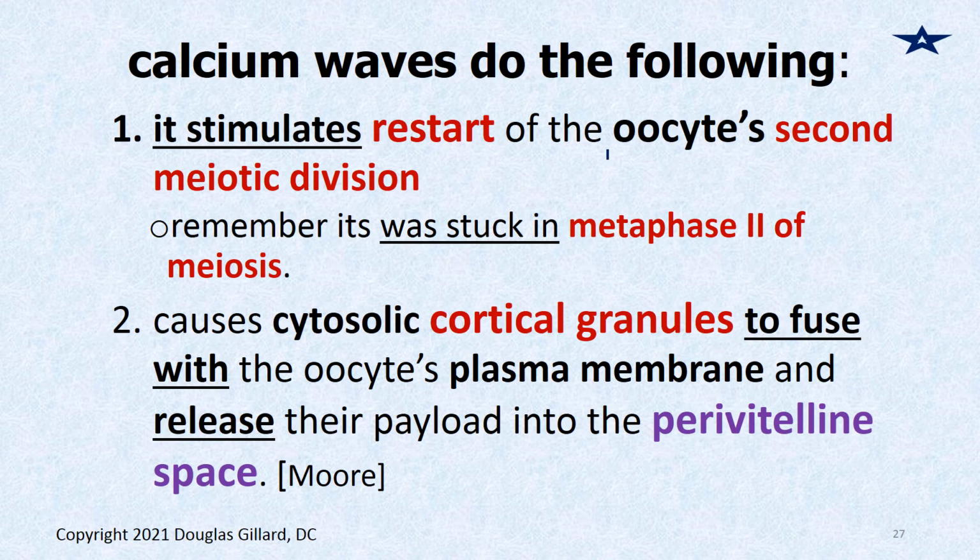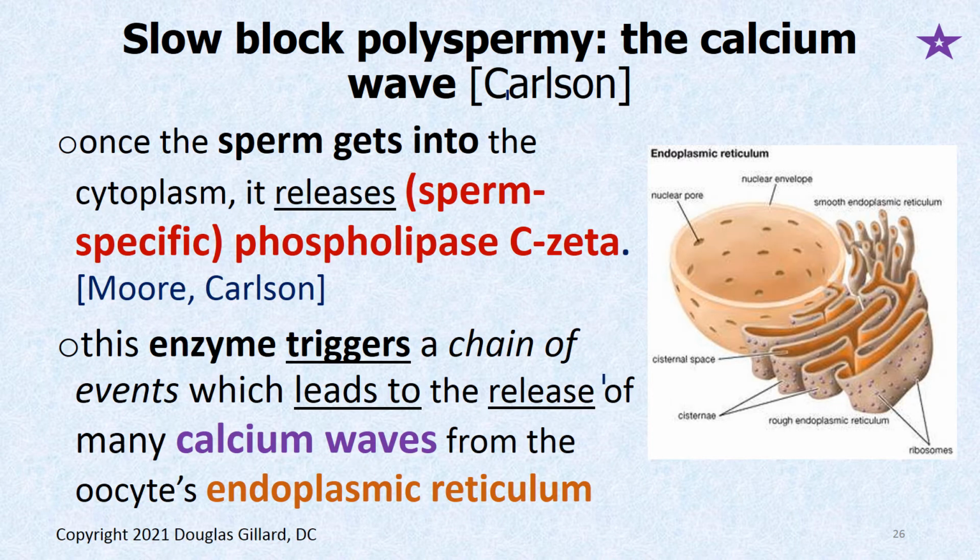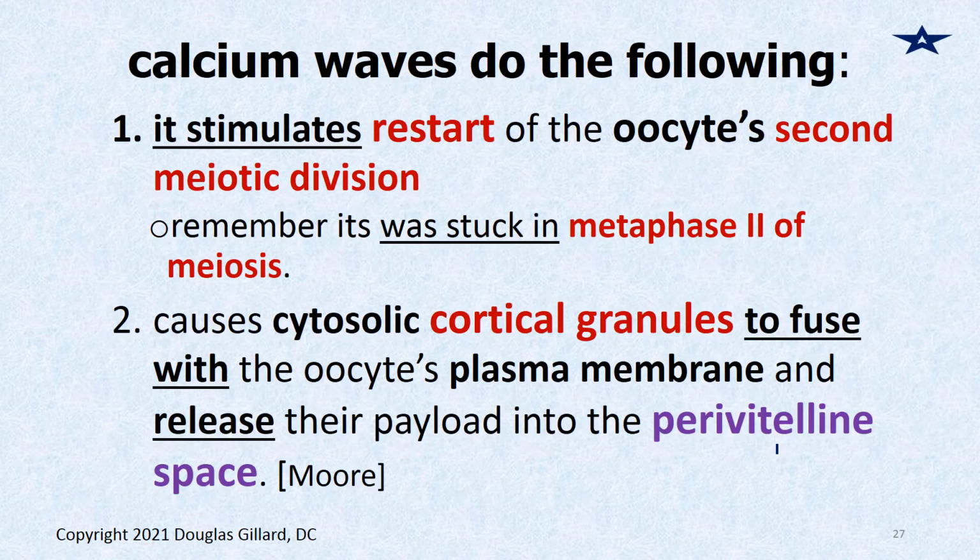But what it does do, the wave of calcium that shoots out of this structure on slide 25, this endoplasmic reticulum here, this wave of calcium hits the nucleus of the oocyte, and it stimulates it to start meiosis once again. Remember, the secondary oocyte is still stuck in metaphase 2. And so finally, we get to finish meiosis.